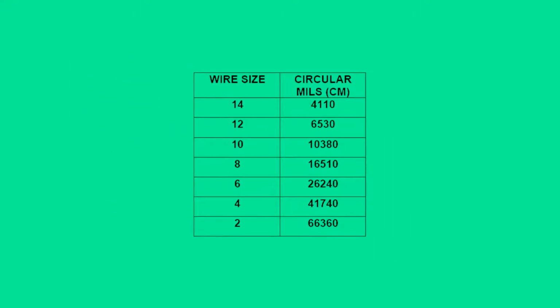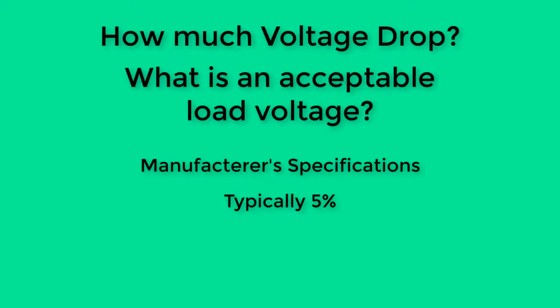Let's focus on a few of these circular mill values to demonstrate voltage drop problems and solutions. The purpose of calculating the voltage dropped in the conductors is to find the voltage at the electrical load. So, what is the acceptable voltage at the load? There is some electrical equipment that specify the minimum voltage at the load. However, if not specified, a general rule for the maximum voltage dropped in the conductors is 5%.